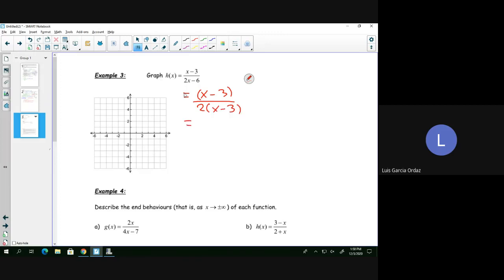So what do we do with those x - 3's in the numerator and the denominator? Do they cancel each other out? So they cancel. So we're left with 1 over 2. So we have a vertical asymptote. So we have a VA at, what was our denominator if we simplify it? What's our vertical asymptote? 3. So we have a vertical asymptote at x is equal to 3.